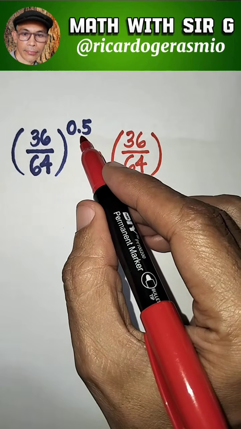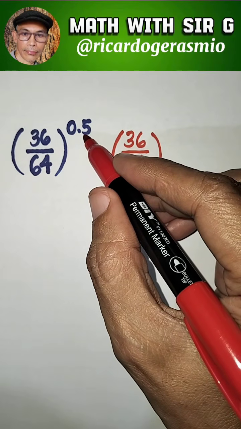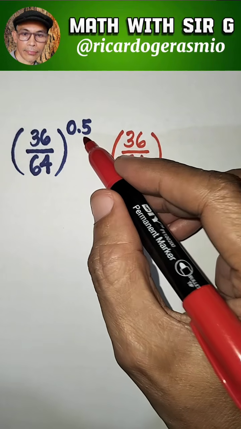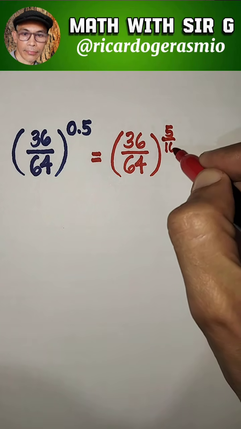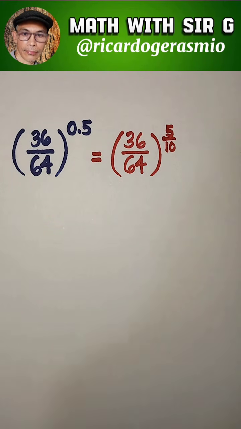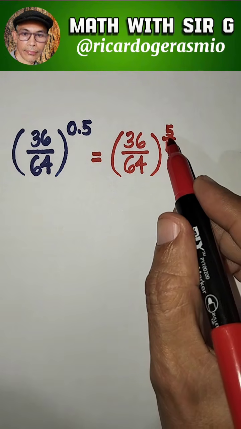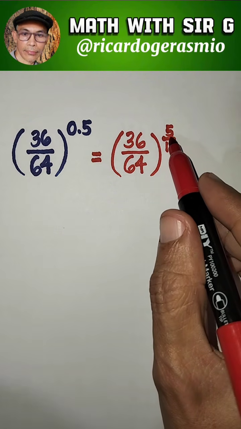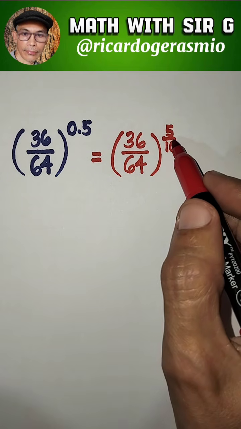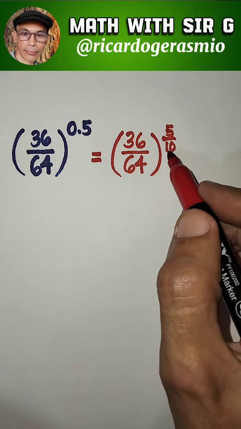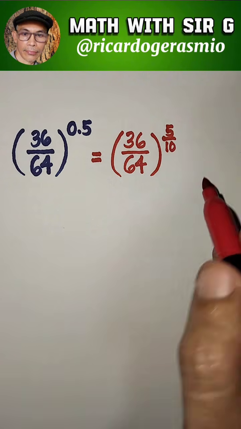Then let's rename this into a fractional form. So 0.5, this is 5/10. So in fraction form, this is 5 over 10. Okay. So next is we have to simplify the exponent into its lowest term. So we need to divide 5 and 10 by their GCF, or the greatest common factor.